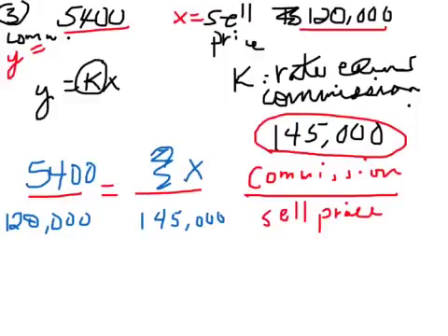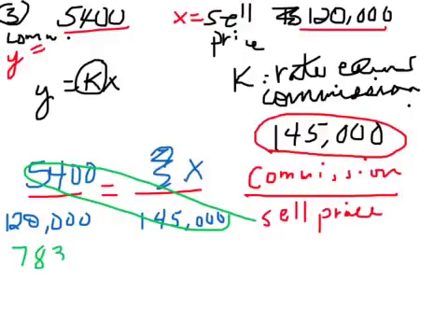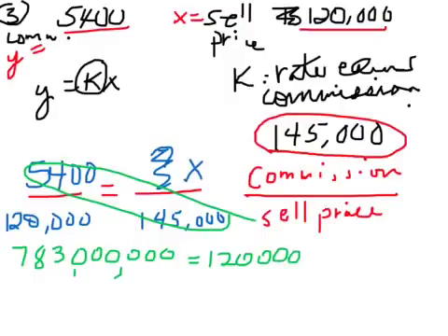Since it's a proportion, all we have to do is cross multiply. We're going to take 5,400 times 145,000, and I'm just going to do that in my calculator as I make the video here. That ends up being 783 with 6 zeros. I have 783 million, which is equal to 120,000 times x.